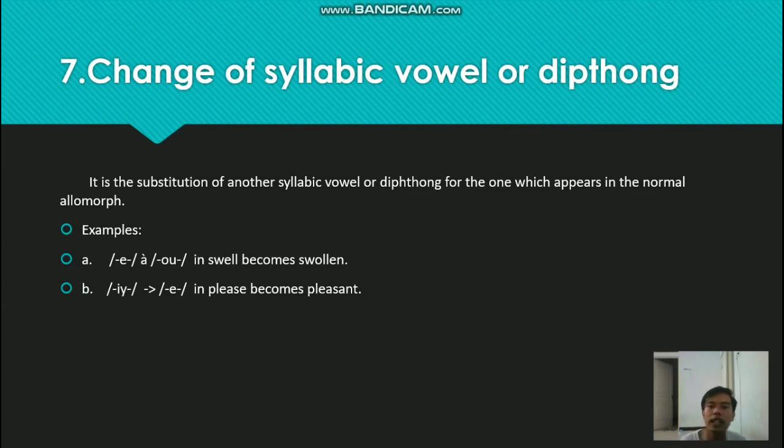The seventh is change of syllabic vowel or diphthong. It is a substitution of another syllabic vowel or diphthong for the ones which appear in the normal allomorph. For example, e, a, o in swell becomes swollen, and the vowel in please changes in pleasant.